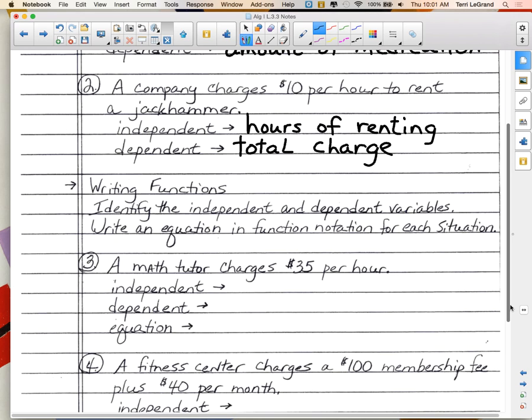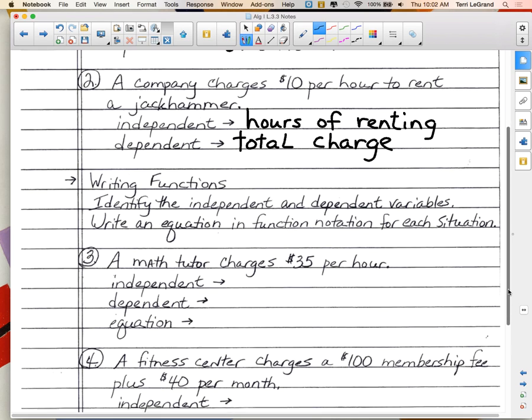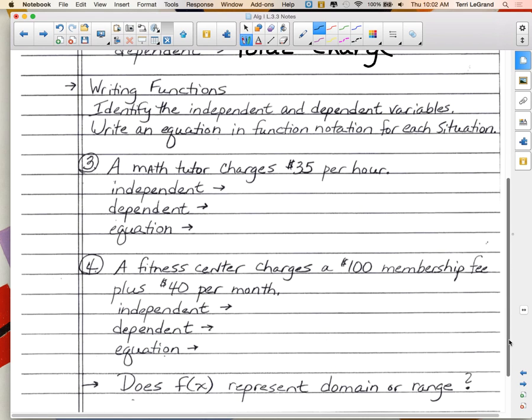Okay, now we're going to combine that with identifying the independent and dependent variables, and then putting an equation together that will represent the situation. So, notice what it says. Identify the independent and dependent variables. Write an equation in function notation. So let's maybe underline these directions because you guys tend not to read them. Write an equation in function notation. A math tutor charges $35 per hour.